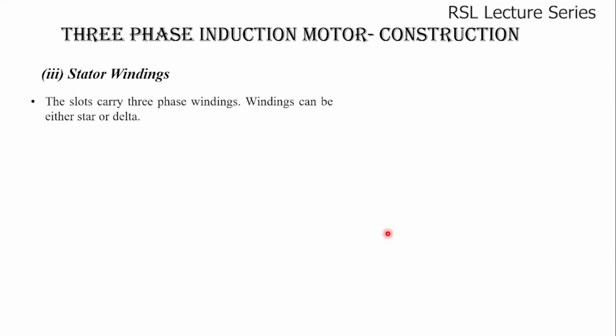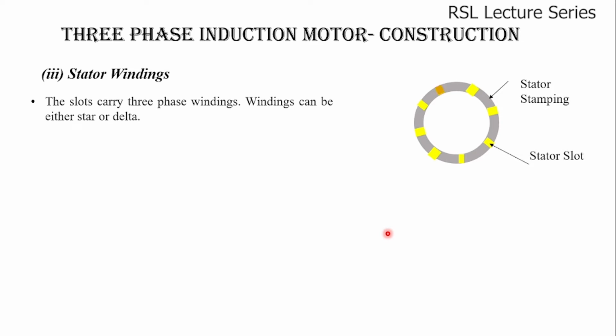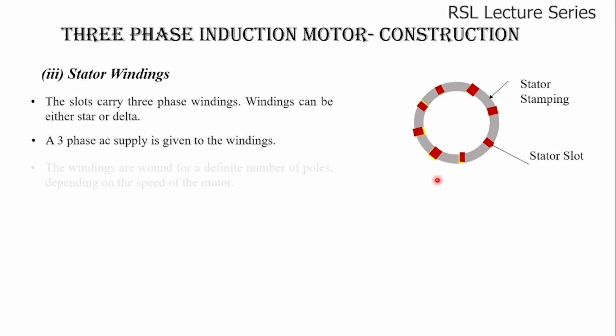Now we'll see the stator windings. The windings are placed inside the slots, and the windings are either star connected or delta connected. This is how the windings are placed inside the slots. In general, a three-phase AC supply is always given to this stator winding. Once the three-phase supply is given, a rotating magnetic field is produced in the stator.